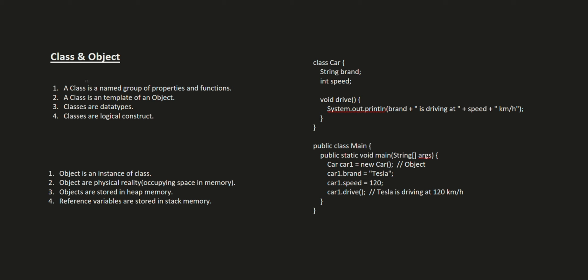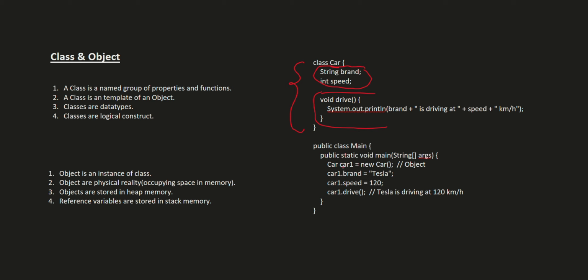Class and object. A class is a named group of properties and functions. So this is the class named Car. This is a function and these are the properties. A class is a template of an object. So a template is the blueprint of an object.